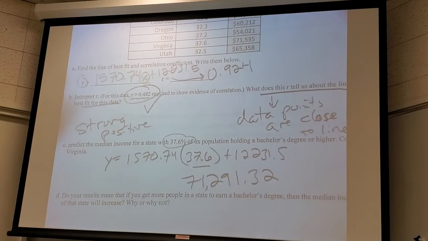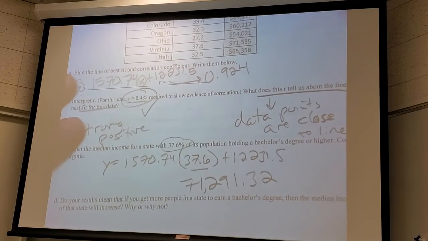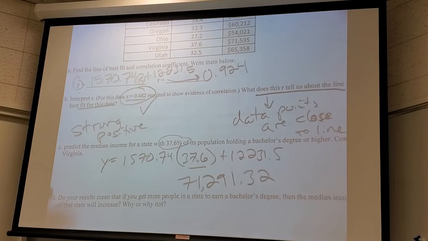Now, why do I say compare to Virginia? Why does Virginia relate to this question, part C? Virginia also has 37.6 percent. So we've made a general prediction for any state that had that 37.6% bachelor's, and then we can specifically see how good that estimation was. Would you say it was pretty good? Yeah, it's pretty close, because it's actually 71,535. It's pretty close. So why isn't it perfect?